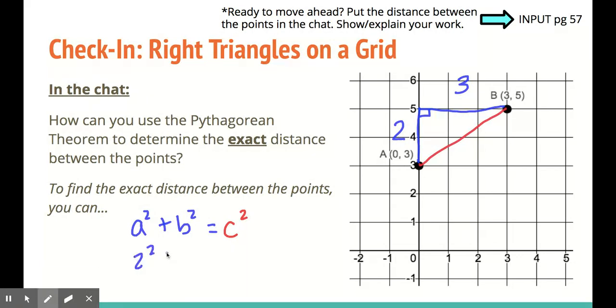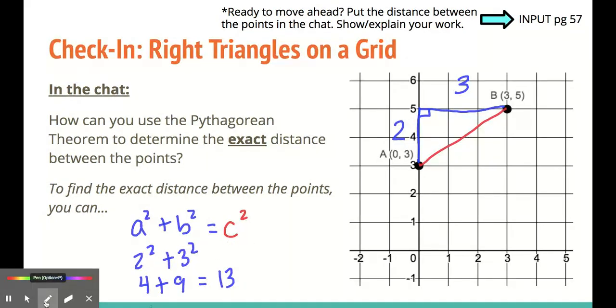So 2 squared plus 3 squared is 4 plus 9, which is 13. And if 13 is c squared, then I know that c must be the square root of 13.